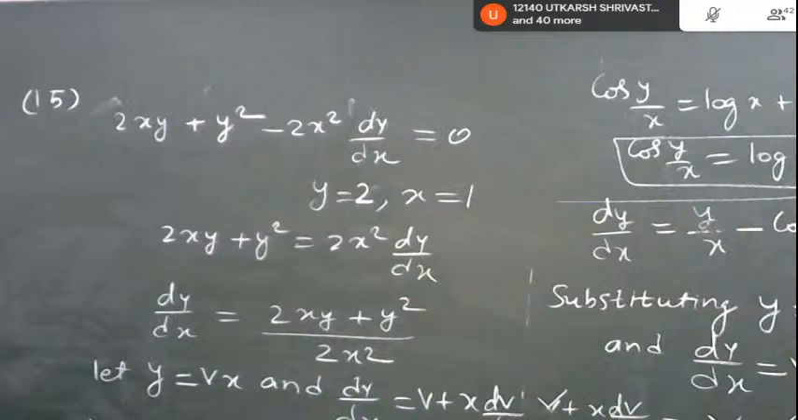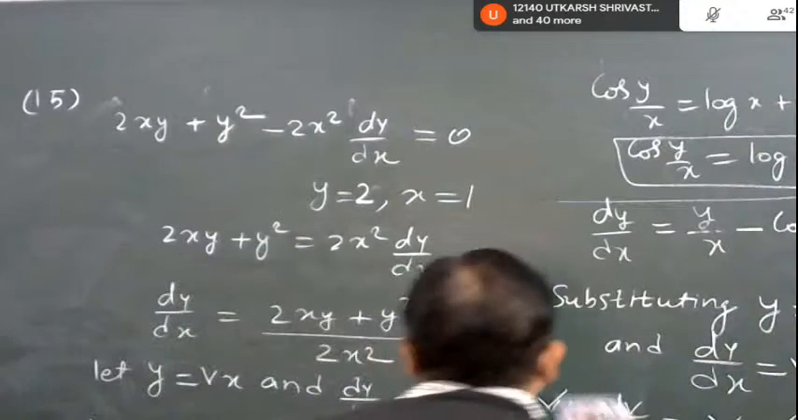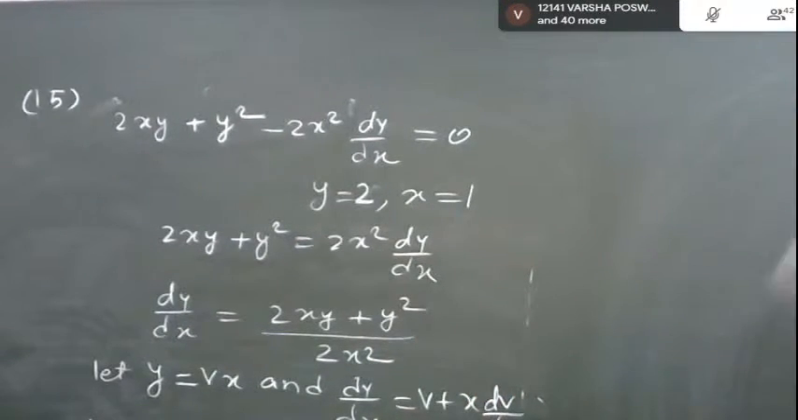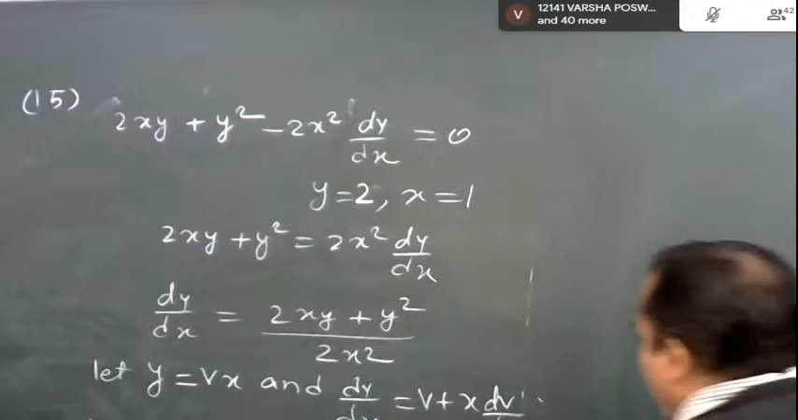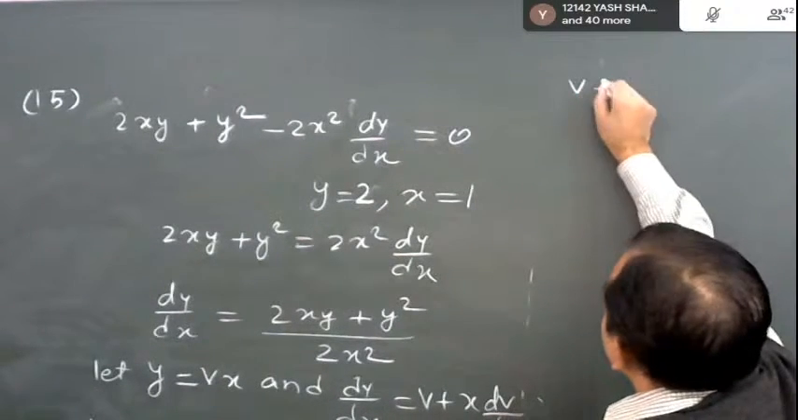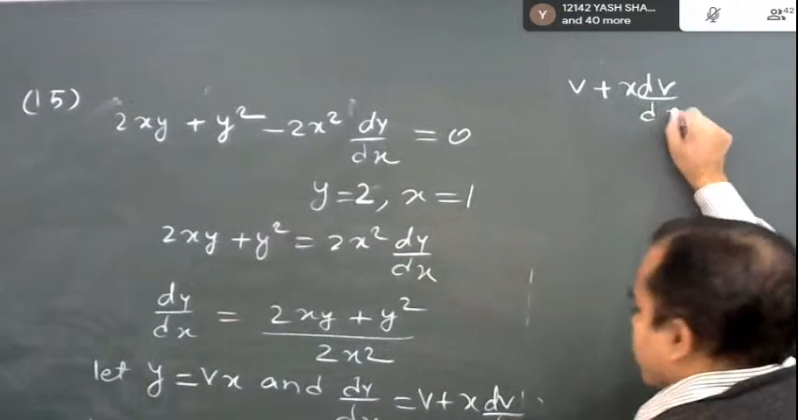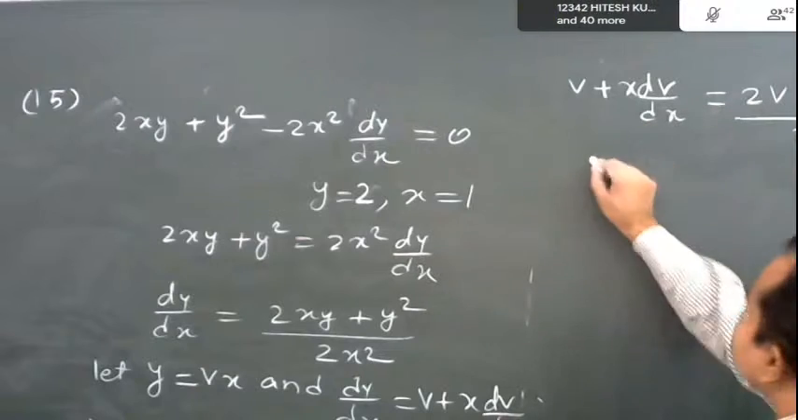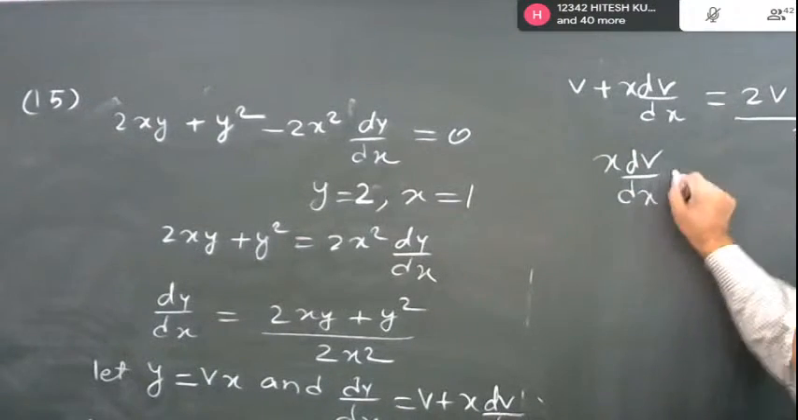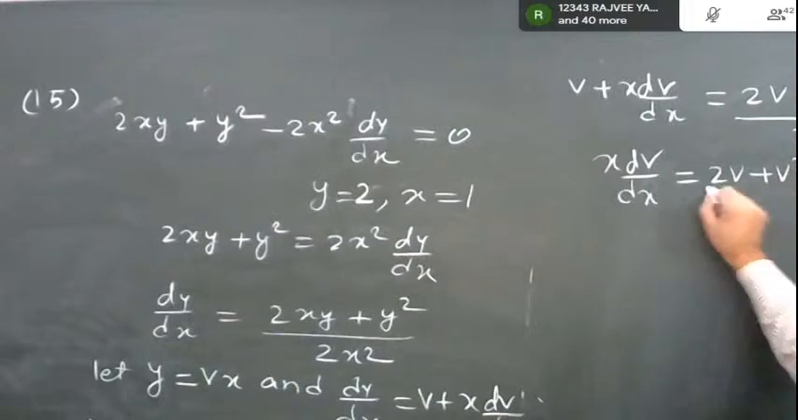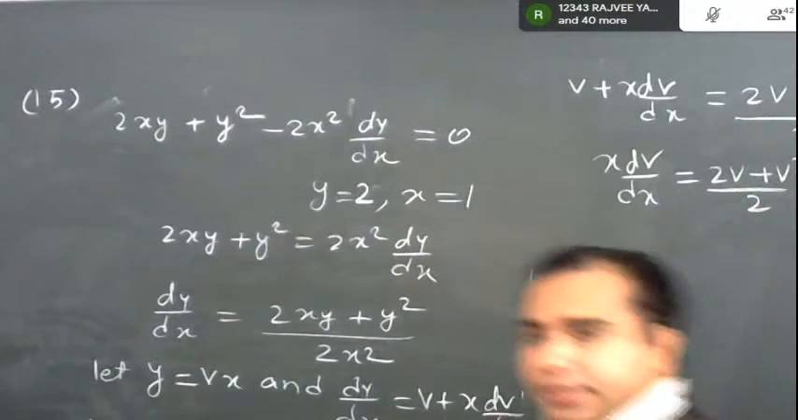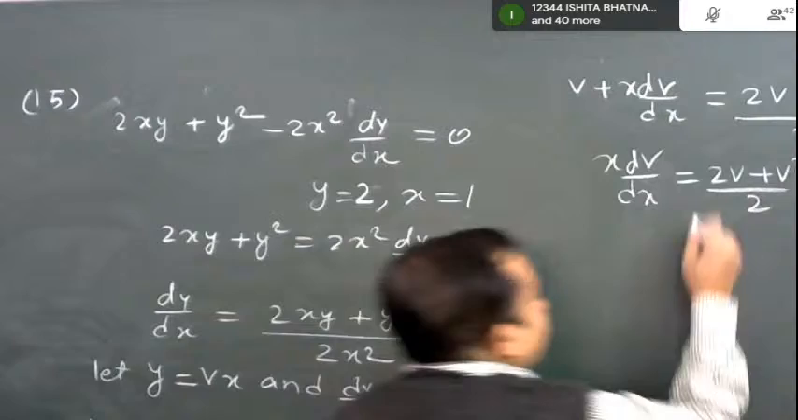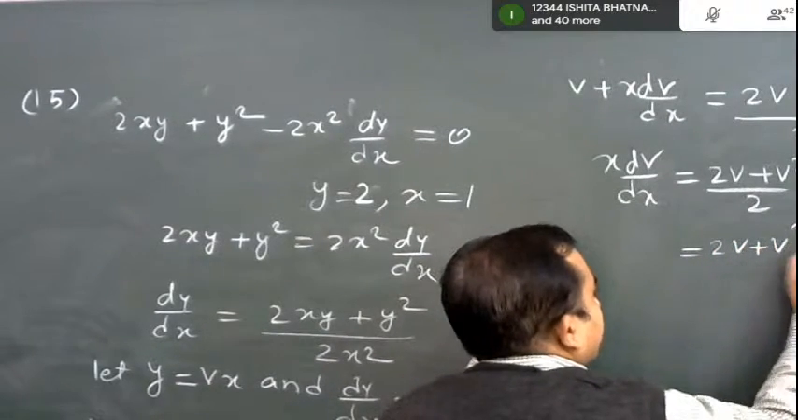Let us solve it. In the right hand side, x square common and removed. So v plus x dv upon dx equals 2v plus v square whole upon 2. Correct. x square removed. Shifting v on the right hand side, x dv upon dx equals 2v plus v square whole upon 2 minus v. Let us take LCM, and you can see the 2v will also get cancelled if you take LCM.